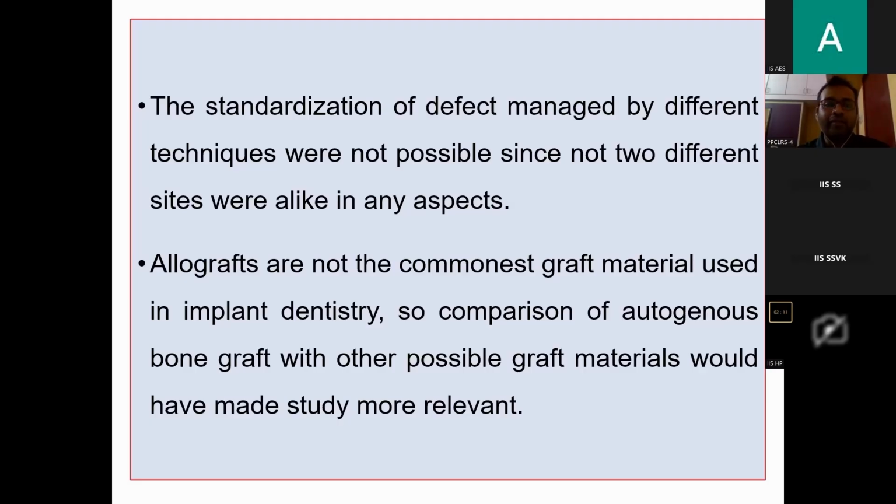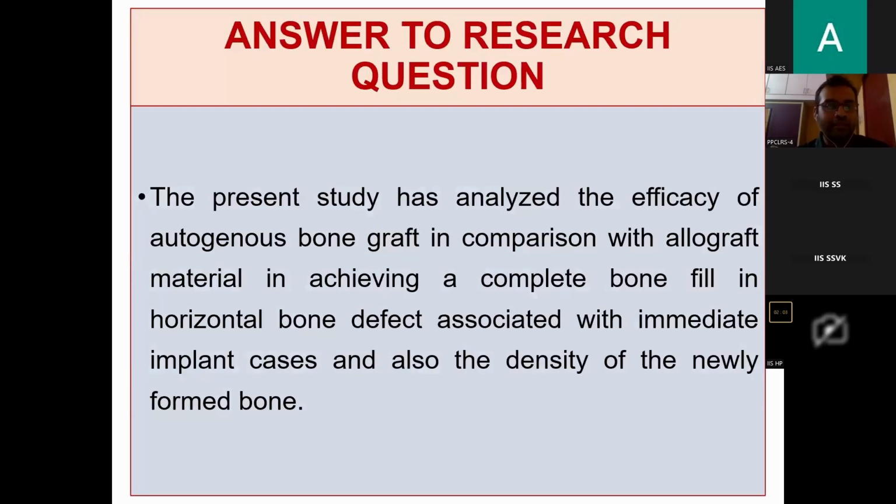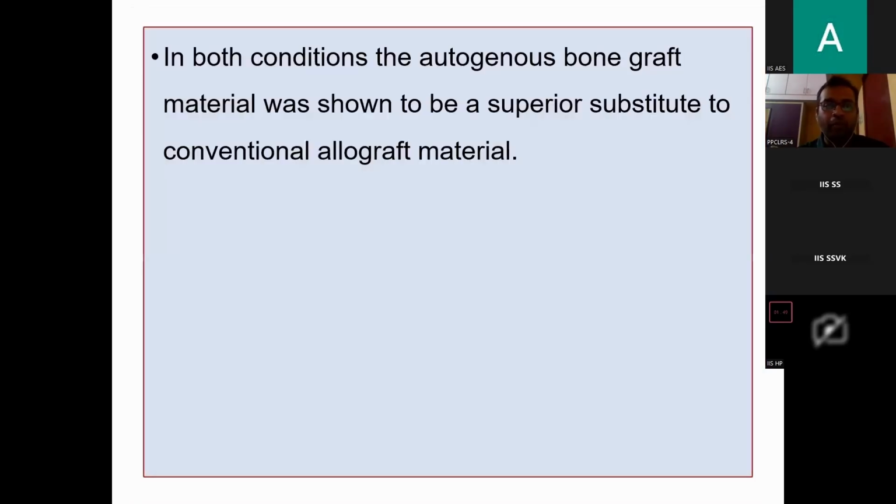So comparison of the autogenous bone graft with other possible graft materials would have made the study more relevant. Answer to the research question: the present study has analyzed the efficacy of the autogenous bone graft in comparison with the allograft material in achieving a complete bone fill in horizontal bone defects associated with immediate implant cases, and also the density of the newly formed bone. In both conditions, the autogenous bone graft material was shown to be a superior substitute to the conventional allograft material.